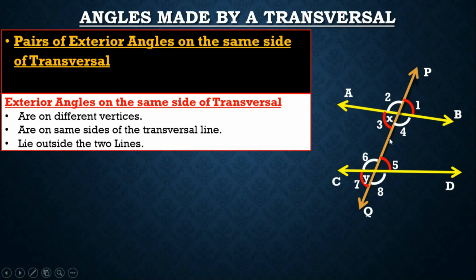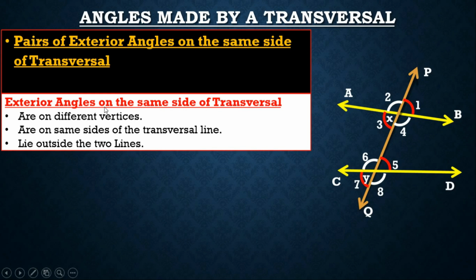So this is the transversal line. These exterior angles on the same side of the transversal will lie on the left hand side or on the right hand side. So they lie outside the two lines. Now these exterior angles on the same side of the transversal will always lie on the outside of these two coplanar lines.